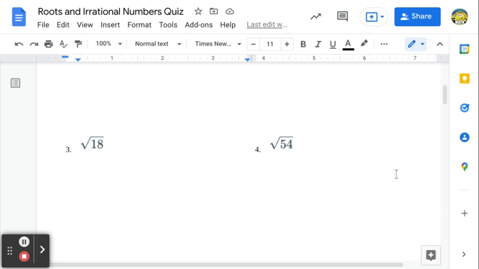Question 3 is square root of 18. Question 4 is square root of 54. Question 5 is square root of 40. Question 6 is square root of 72. And then when you're ready, turn the page.